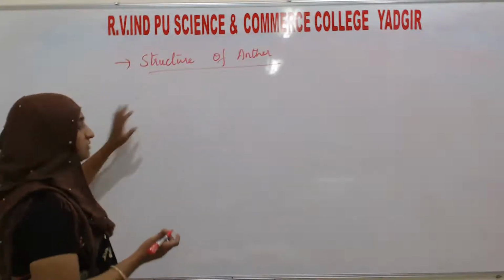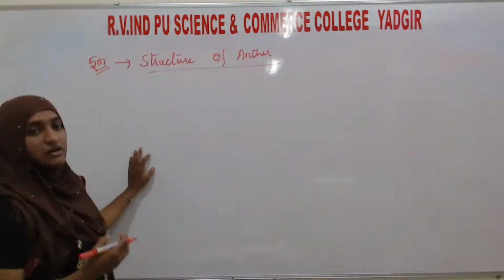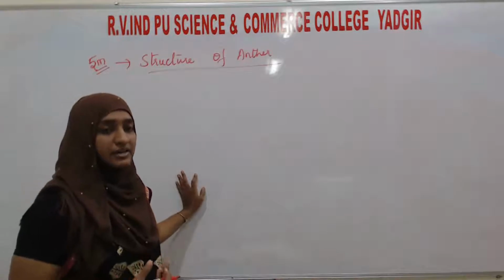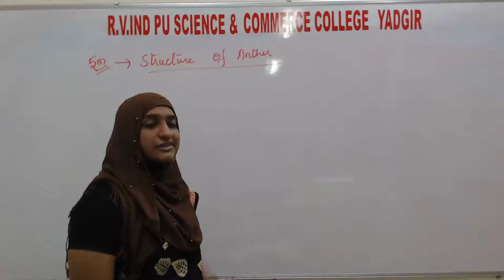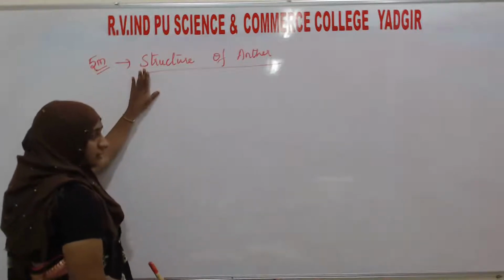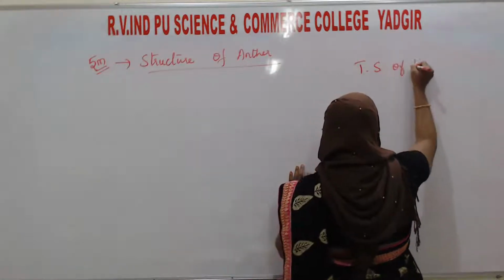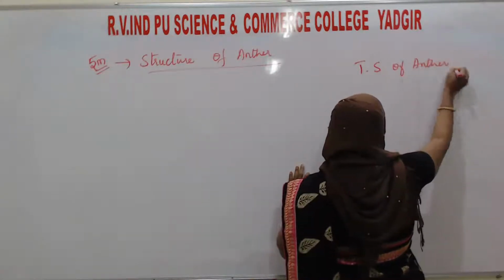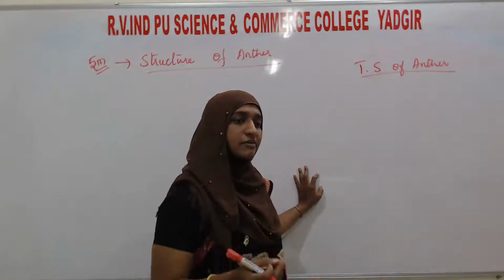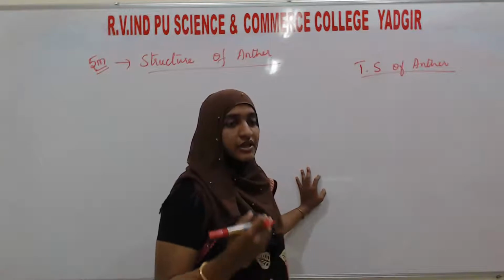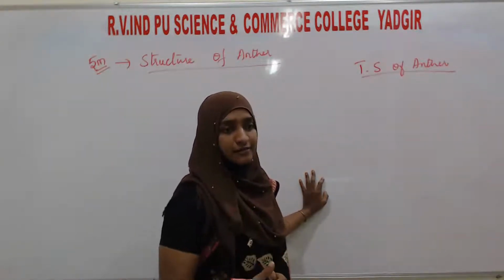Here, this question will be asked for 5 marks. Explain the structure or draw a neat labelled diagram of a TS section of anther. See here, in the structure of anther, we will study the TS, that is the transverse section of anther. Sometimes they will ask only the diagram, sometimes they will ask to explain the structure. If they are asking to explain the structure, you have to explain each wall layer.